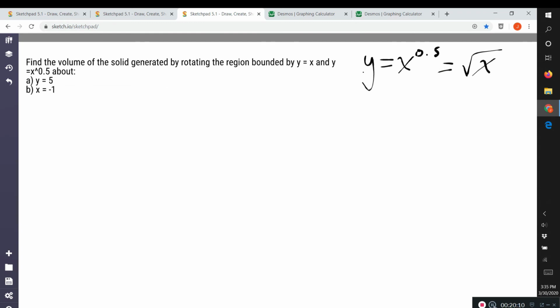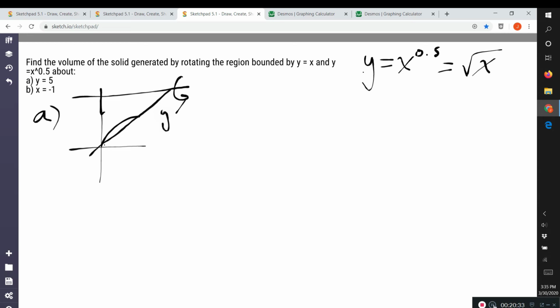So for part A, if we sketch this, we'll get this region right here, rotate around the line y equals 5, and our equations are y equals x and y equals root x.